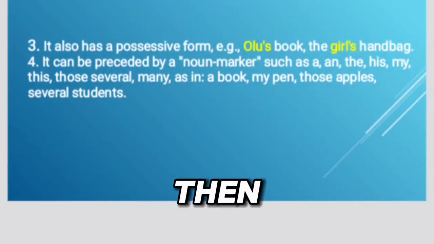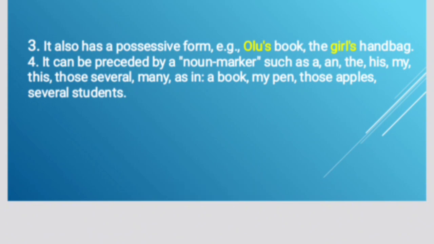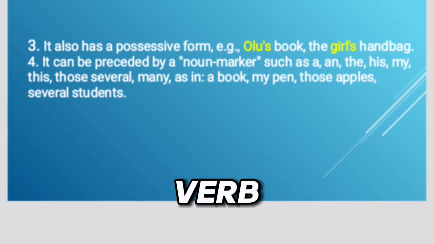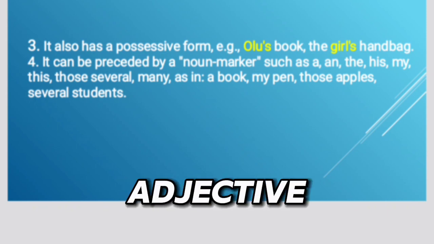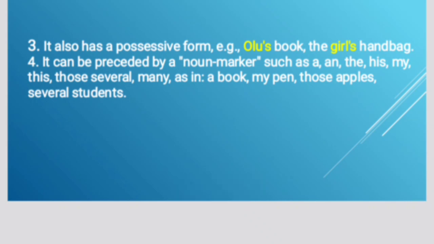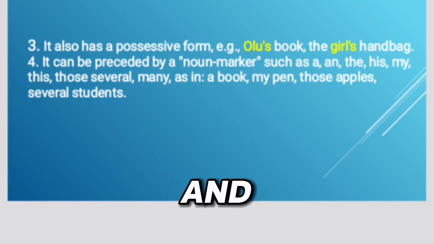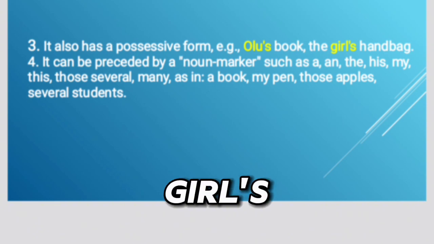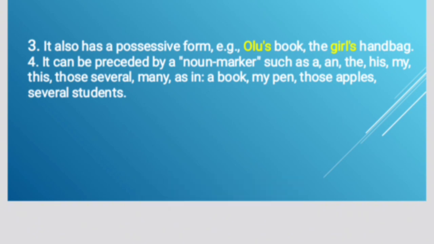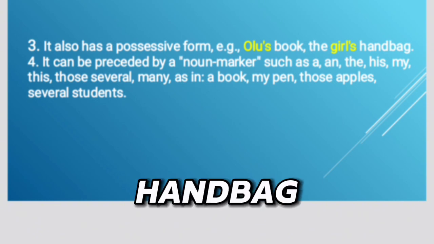Then number 3, a noun also has the possessive form. You cannot add possessive form to any other part of speech apart from noun. You cannot add possessive form to a verb, a pronoun, or an adjective. Now, to show possession, we add apostrophe and s depending on the word. For example, Olu's book, the girl's handbag.